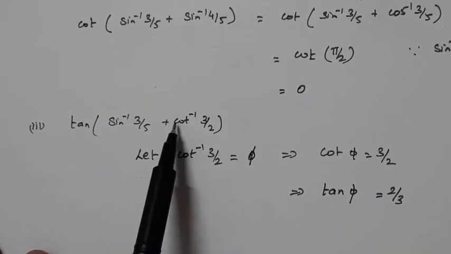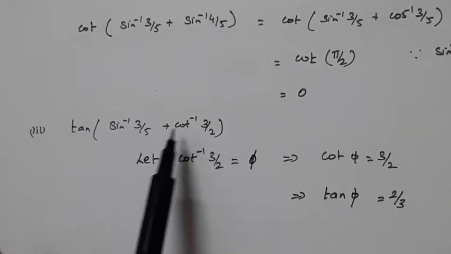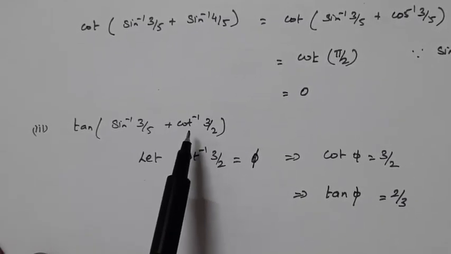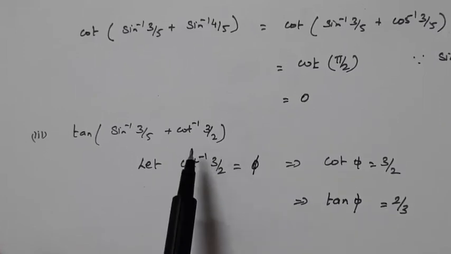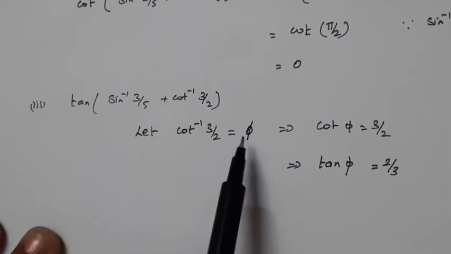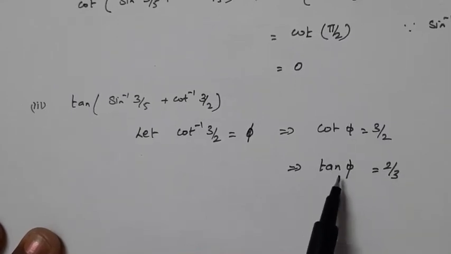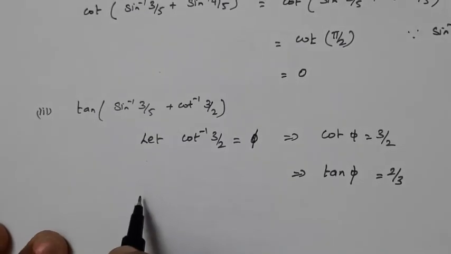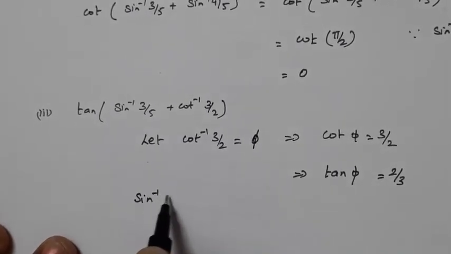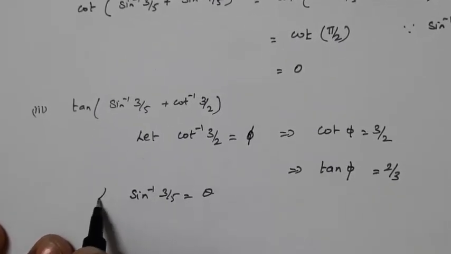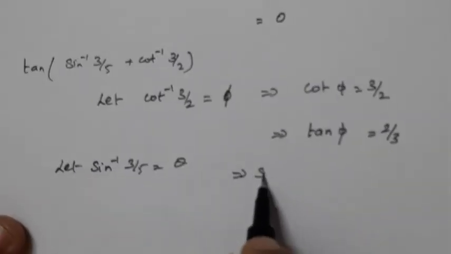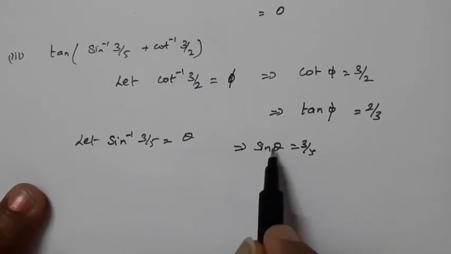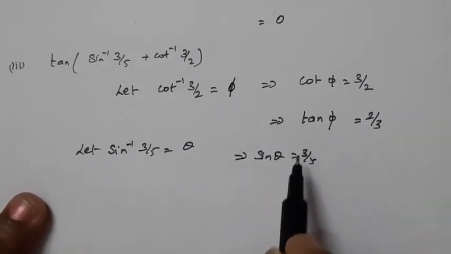Let us express both in terms of tan so that we can apply the tan inverse of x plus tan inverse of y identity here. Do you understand why we are doing this transformation? So let us take this cot inverse of 3 by 2 as phi, so that cot phi will be 3 by 2 and hence tan phi will be 2 by 3. Now here sin inverse of 3 by 5: let us take this to be some theta, and this implies that sin theta is equal to 3 by 5. Let us find out tan theta also so that we can apply the formula there.